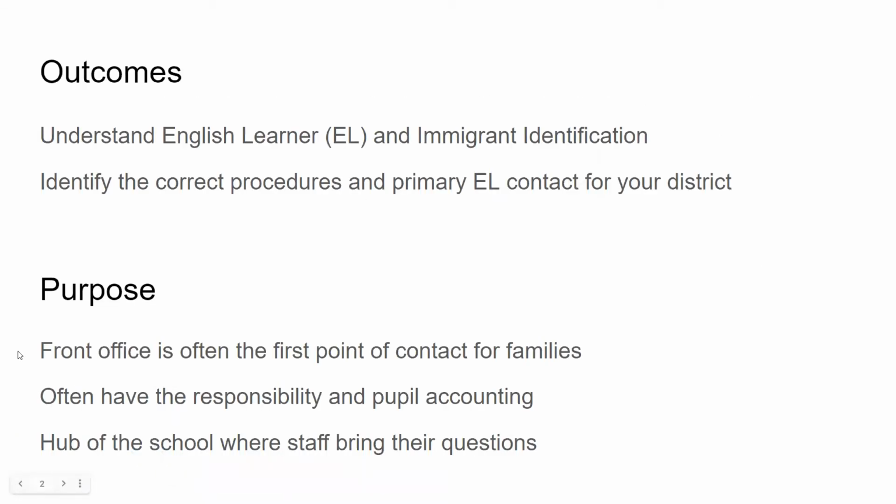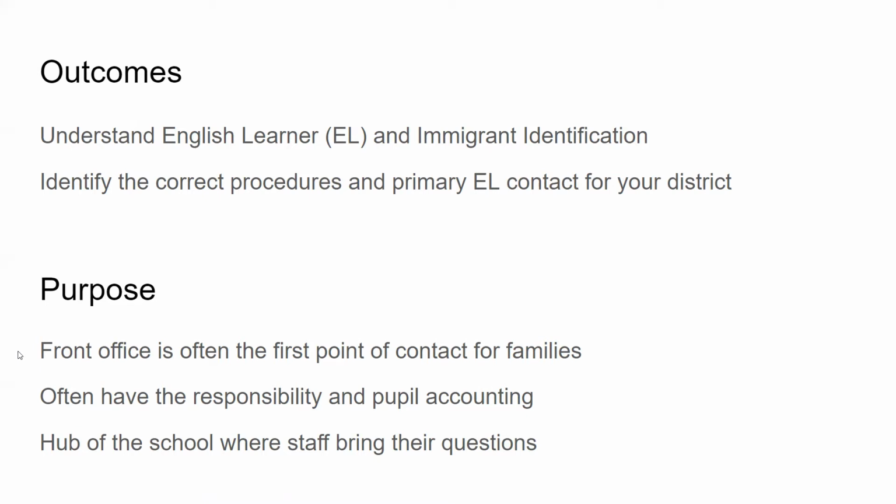Our outcomes for today are to understand English learner and immigrant identification, to identify the correct procedures for identification, and to identify the primary EL contact for your district. It is important for you to understand and be able to act on this information.